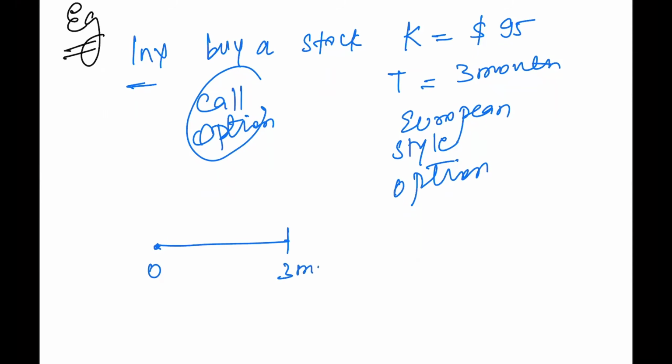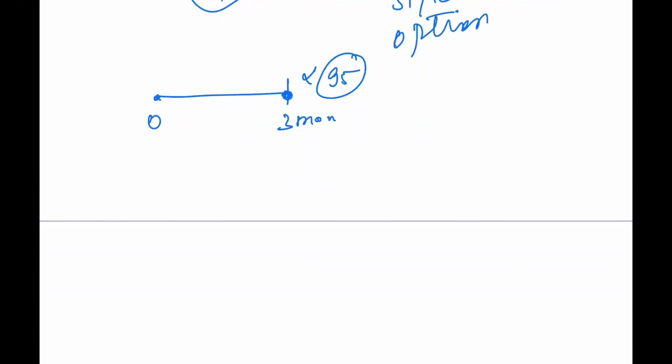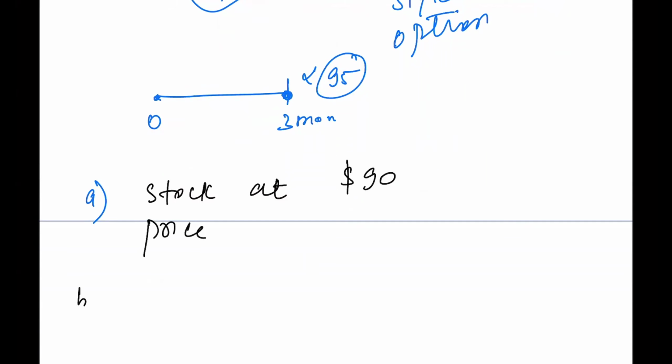So we are saying at this time, I will buy the stock at 95. This is what the investor wants. Now there can be two scenarios. Either, let's say, the stock price at maturity is $90, or the stock price at maturity is, let's say, $100.